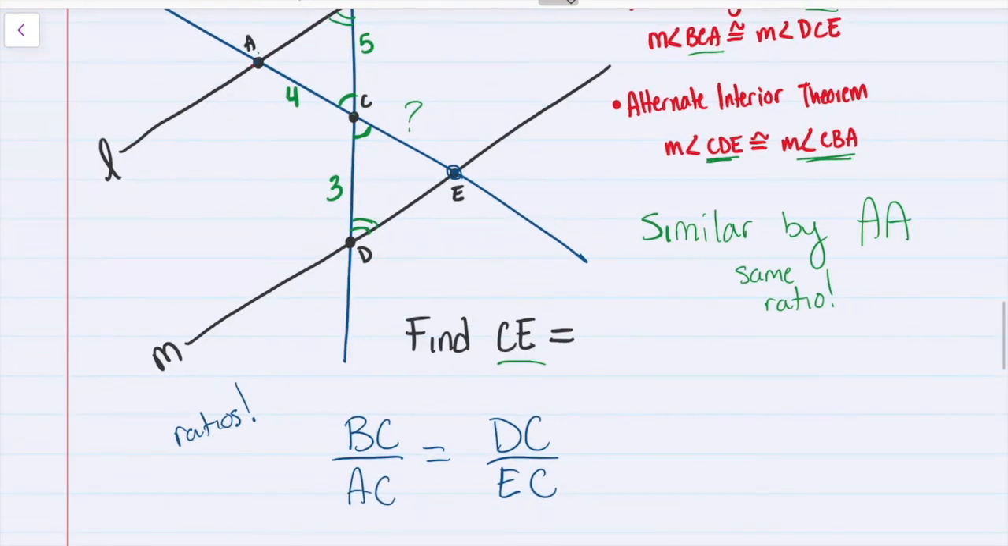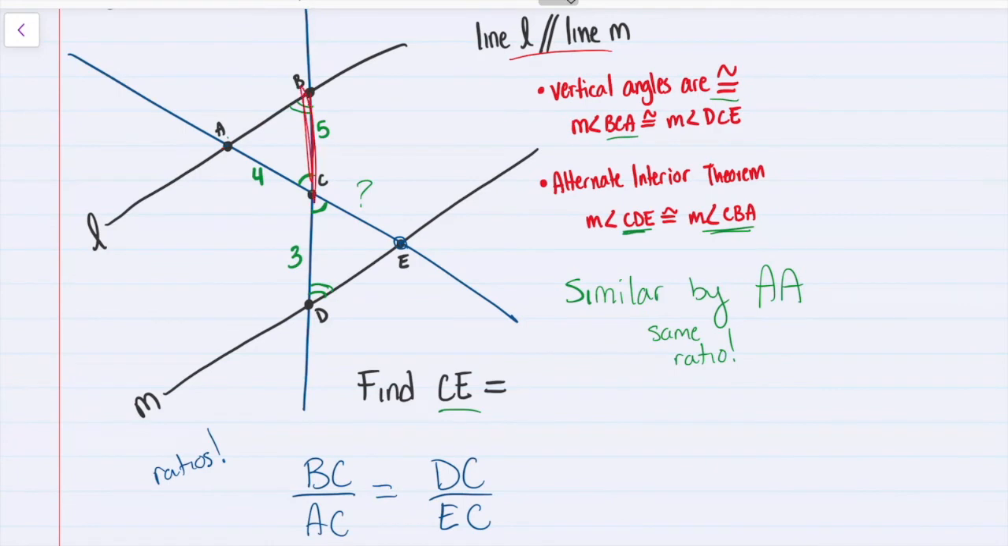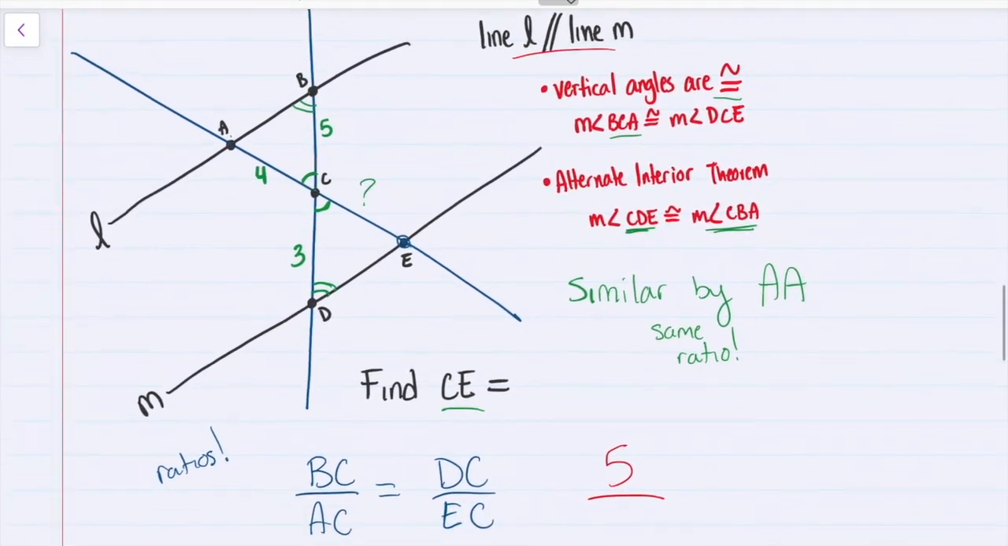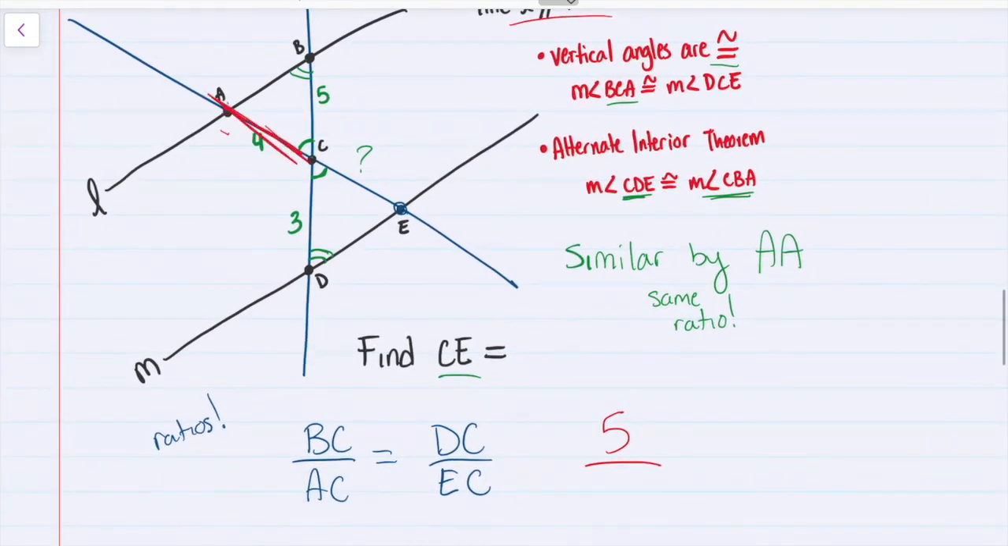Now let's plug in all these numbers with the lengths they give you. So we know BC is 5. So we're going to replace BC with 5 over. And AC is, where's AC? AC is 4. We know AC is 4, so we're going to put a 4 down there. Do we know DC? Yeah, they give you a 3. So we know that's 3. And we don't know EC.